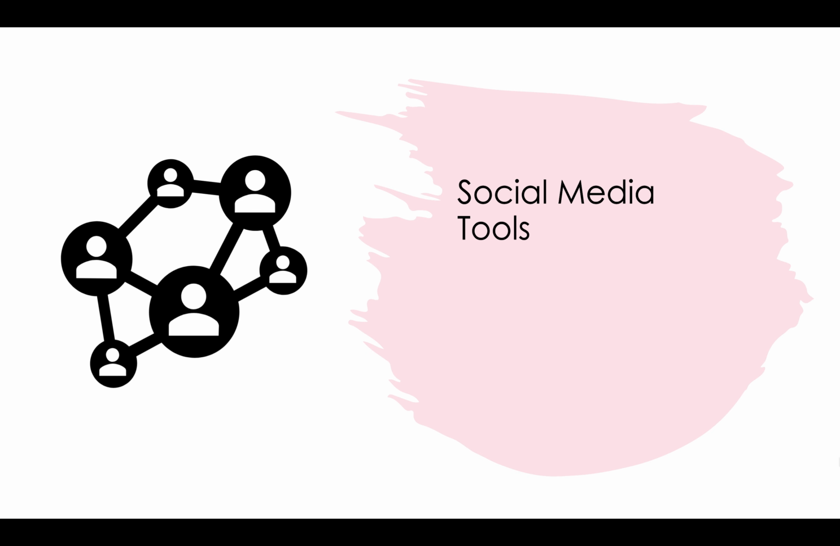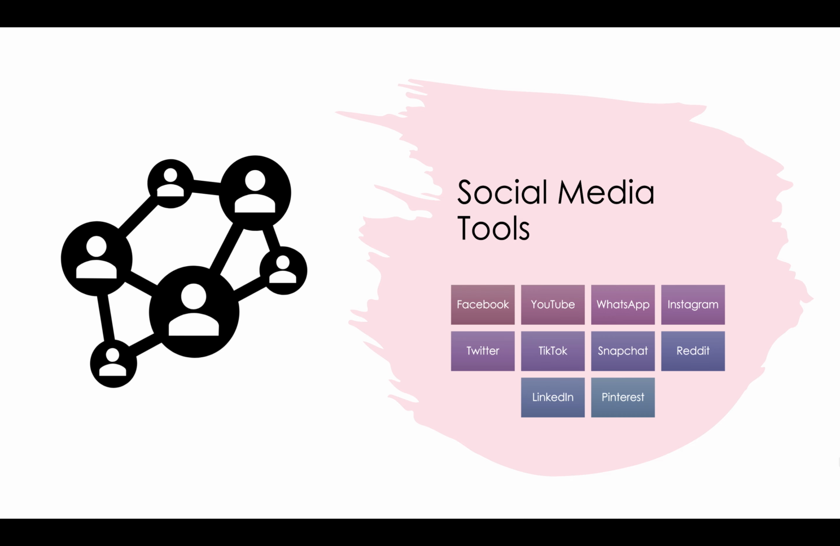Social media tools focus on the sharing of ideas and information, usually with individuals who share common interests. Some of these tools include Facebook, YouTube, WhatsApp, Instagram, Twitter, TikTok, Snapchat, Reddit, LinkedIn, and Pinterest. Facebook, Instagram, Twitter, TikTok, and Snapchat are commonly used to like, share, and comment on posts or to share pictures and videos. LinkedIn and WhatsApp offer professionals the opportunity to connect and communicate. YouTube and Pinterest offer opportunities to find content on a multitude of topics.